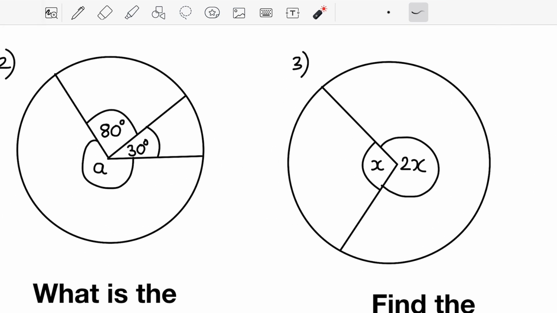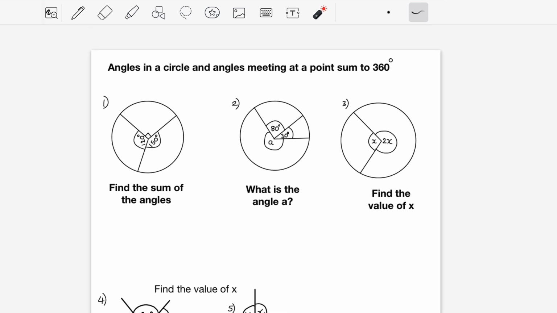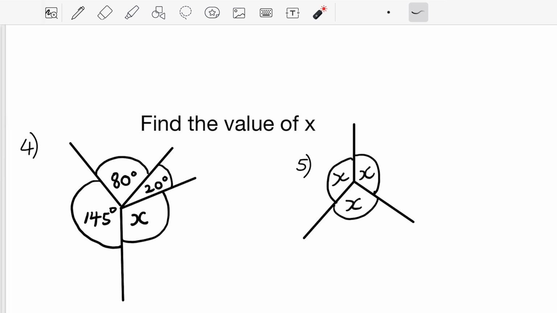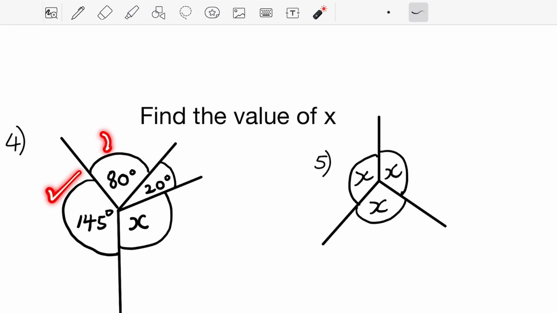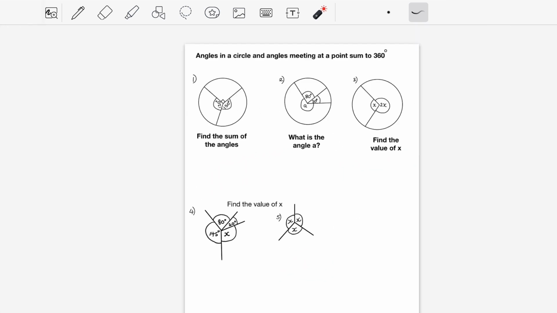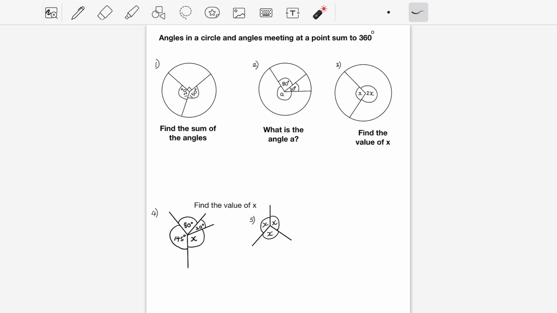And the third question is, the angles are given in terms of x. So we must find what is the value of x. Number 4, find the value of x. So we have 3 of the angles. So we have to find the missing angle, x. And question 5, all of the angles are equal. So we must find x. So you can pause the video now and attempt these, and then we'll go through the answers together.